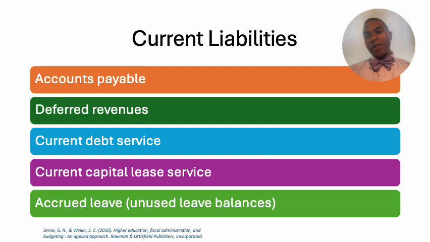Now let's talk about the current liabilities. So things like accounts payable, things that you have to pay in the next, say, 90 days or so. Deferred revenue. So if you have money that is coming in, but it's not coming in immediately, some of that revenue is deferred. Current debt service. So how much it's costing you to pay off and manage a debt that you owe. There's interest on that loan, and if there are fees attached to it, it's all part of debt service.